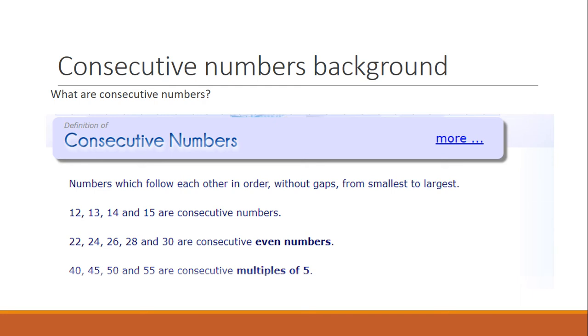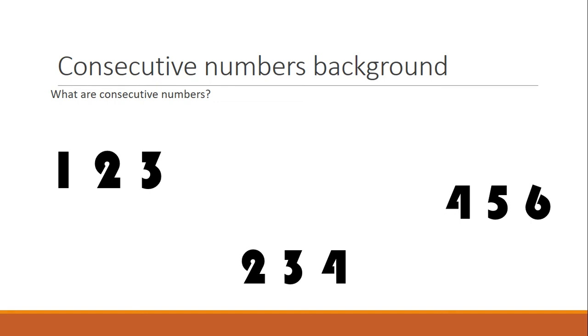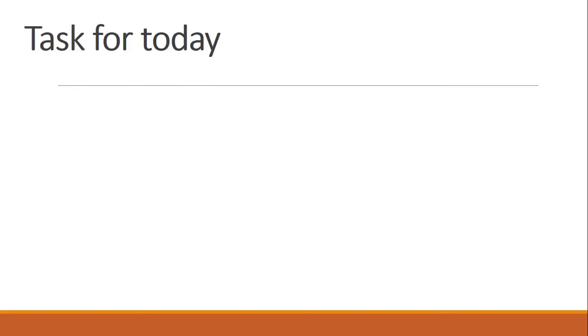Today we're going to be looking at consecutive integers, multiples of 1. So we've got 1, 2, 3, maybe 2, 3, 4, or 4, 5, 6. All of these are consecutive numbers.